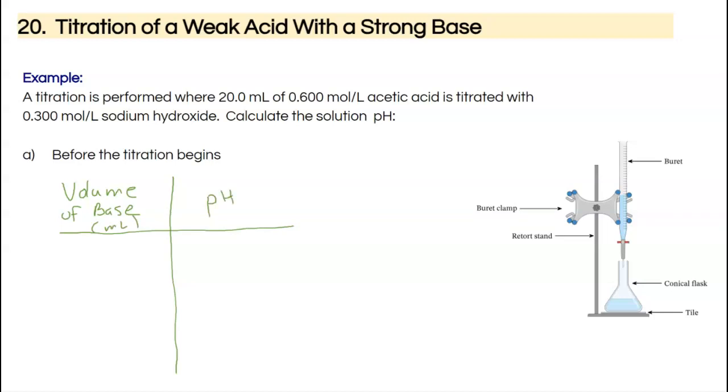And so at this point in the titration, how much base have we added? Well, we've added none, and we know that our pH is 2.48. So that's a data point that we could use in constructing our titration curve. And going through parts B and C of this question will help us fill out 2 more data points to begin creating that curve.